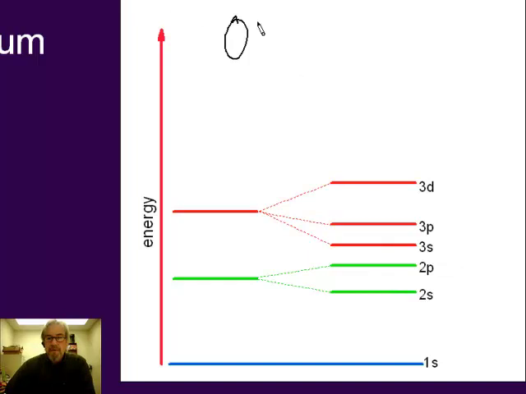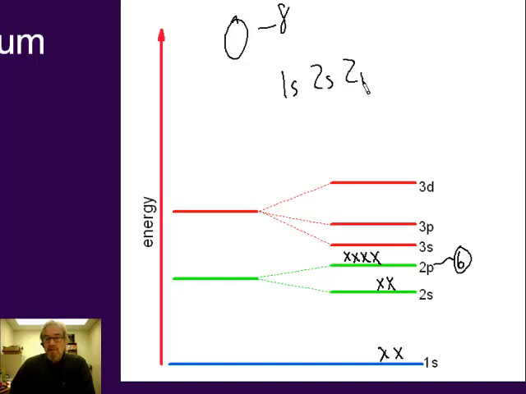Oxygen's next. It's number 8. So 2 electrons in the 1s, 2 electrons in the 2s, and that gives us 4. I need 4 more in the 2p. I can fit 4 in there because I can go up to 6 there. So again, I have 3 sublevels occupied. 1s, 2s, and 2p. Population of 1s is 2, 2s is 2, and 2p is 4.